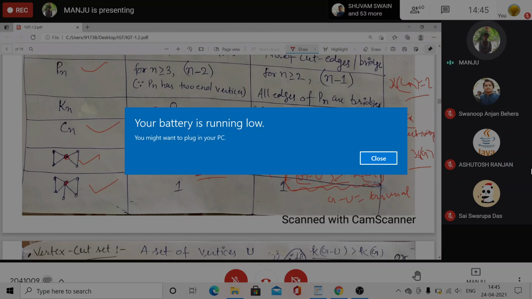Now you tell me about C3. 2, right? If you remove one, you are not getting a disconnected graph and also not a trivial graph. Again, you can remove one more vertex, and you get the trivial graph. So 2. So for all n greater than or equal to 3, the vertex connectivity of Cn, cycle of order n, is 2. Clear? What about kappa of Pn?